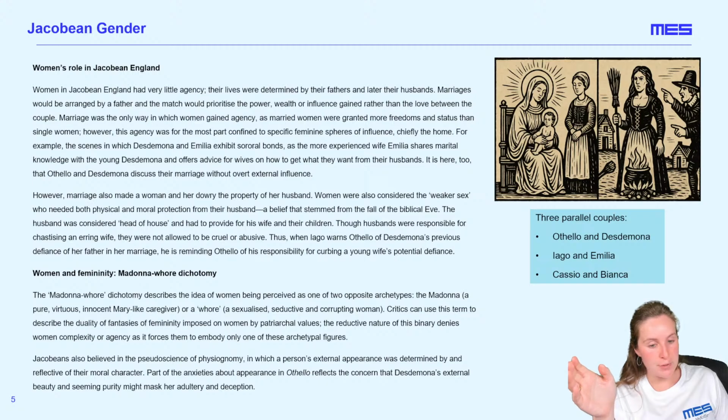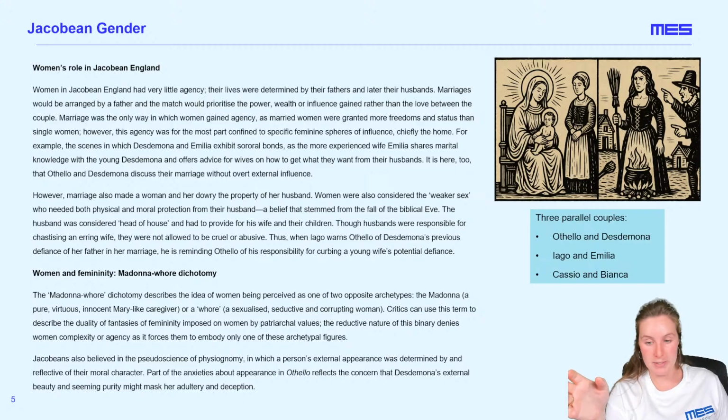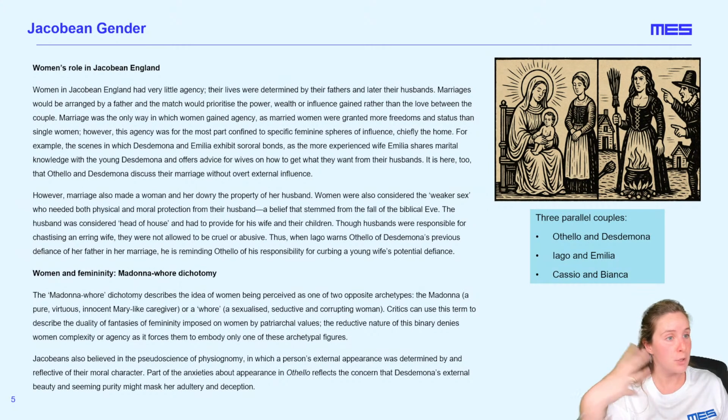Jacobeans also believed in the pseudoscience, or the fake science, of physiognomy, in which a person's external appearance was determined by and reflective of their moral character. So this means that they believed that if you were beautiful, it was because you had a good moral character. And if you were ugly, it was because God was punishing you and you were far from God's beauty and God's creation. So you were morally corrupt or bad.